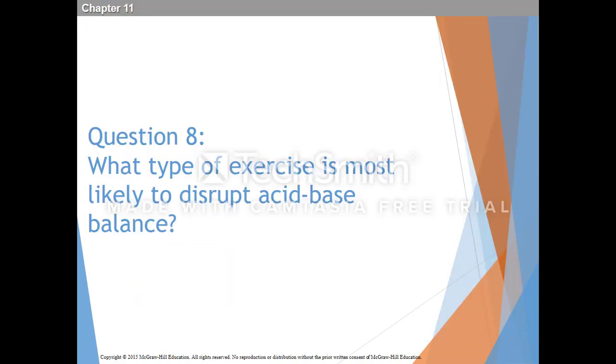And that leads us really nicely into our next question, which is, what type of exercise is most likely to disrupt acid-base balance?